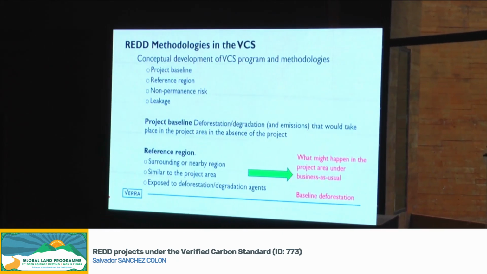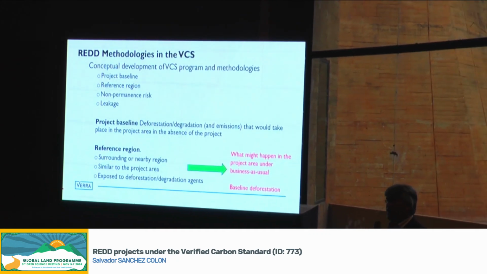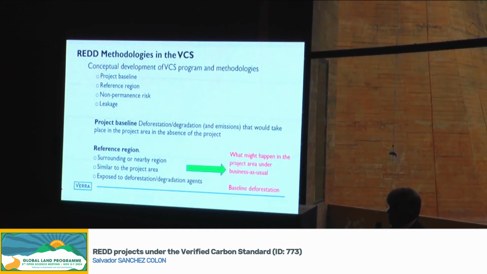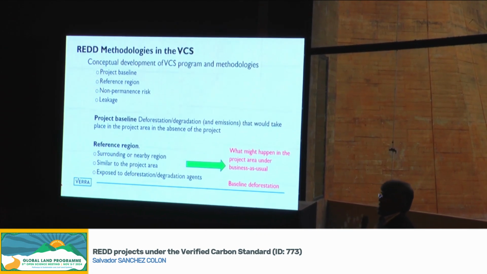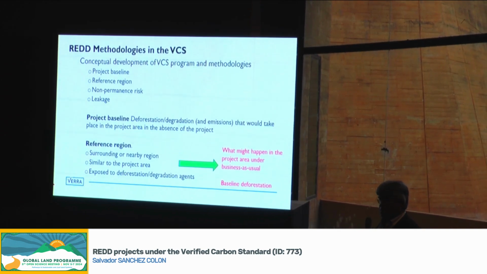First, the project baseline is what would have happened in terms of degradation or deforestation in the project area in the absence of the project. And so, as you can see, in this case of REDD projects, the project baseline and the project itself are mutually exclusive. If you execute the project, then you cannot observe the project baseline. And in order for you to calculate the project baseline, you cannot execute the project. So it's very, very hard to come up with a projection or estimation of the project baseline. So what do we do instead?